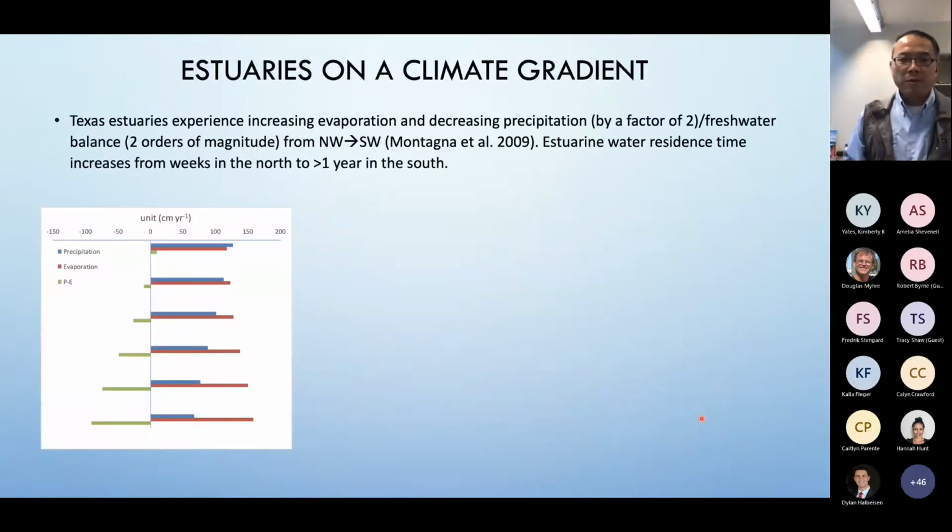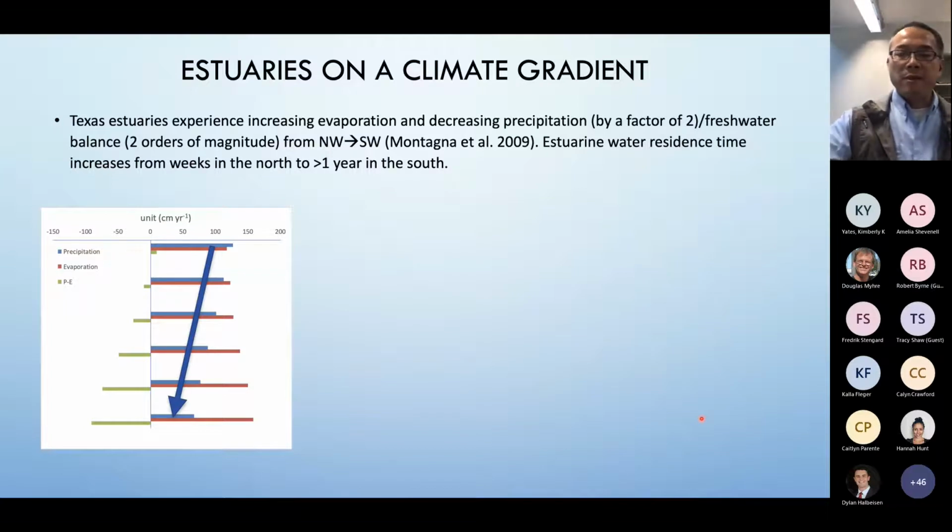So now let's move into the estuaries in the northwestern Gulf of Mexico, or Texas, to be more exact. Texas estuaries experience increasing evaporation and decreasing precipitation. Here we are at roughly 2 to 3 degrees of latitude, but the freshwater condition changes very drastically from, for example, Houston to Corpus Christi. If you ever have driven on the highway from Houston here, you can see the trees are getting shorter and shorter, or less and less. Actually, the precipitation from the northern part of the coastline to the south decreased by a factor of 2, as you can see here.